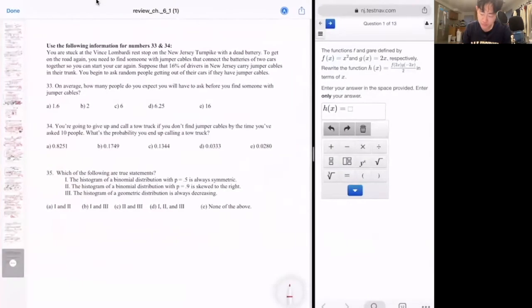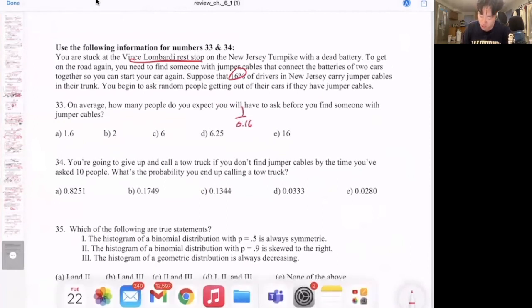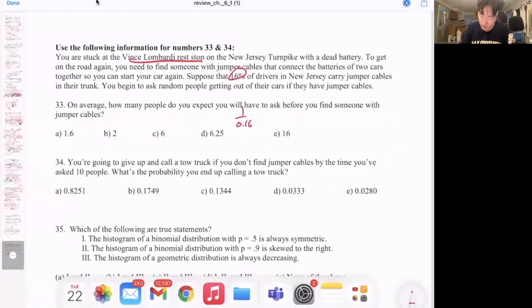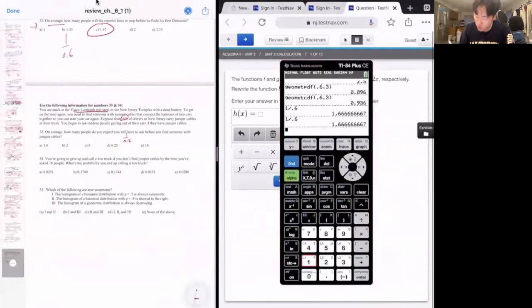All right, so you are stuck at Vince Lombardi rest stop on the New Jersey Turnpike with a dead battery. To get on the road again, you need to find someone with jumper cables to connect. Suppose that 16% of drivers in New Jersey carry jumper cables. You begin to ask random people getting out of their cars if they have jumper cables. On average, how many people? So 1 over 0.16, right, guys? Always 1 over the probability to figure out the expected value of a geometric setting. So 1 over 0.16, 6.25. So that's D, 33.